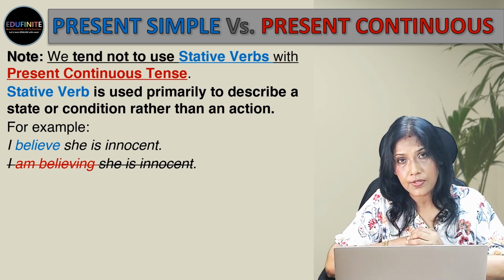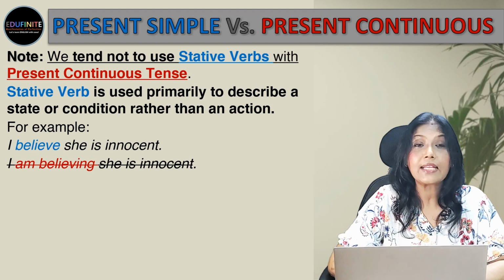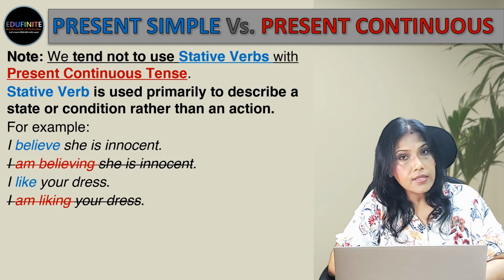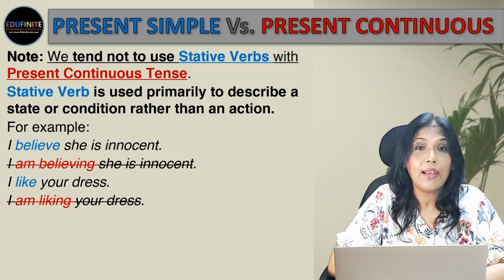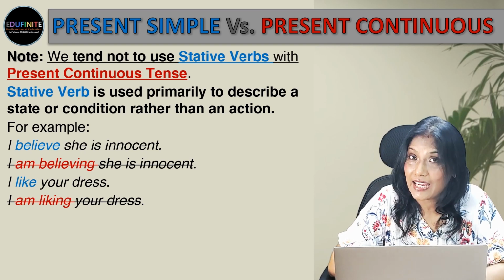That's a very wrong way of saying it. We cannot use present continuous tense with stative verbs, as I told you. Let's look into the next sentence. I like your dress. Like is also a stative verb. So "I am liking your dress" is absolutely wrong. You have to say, "I like your dress."